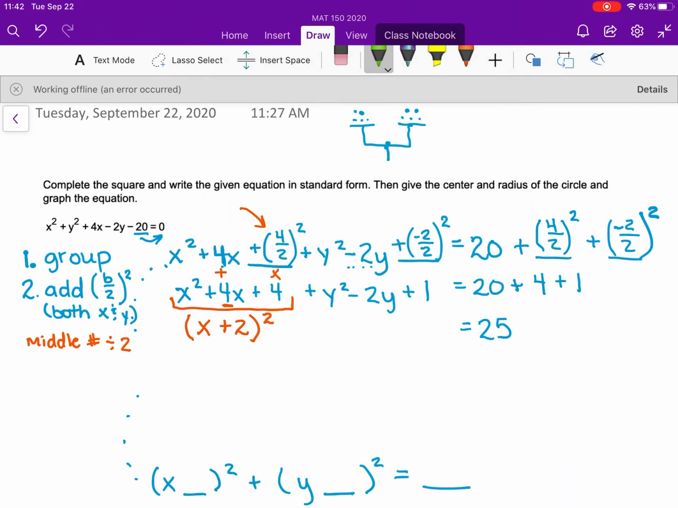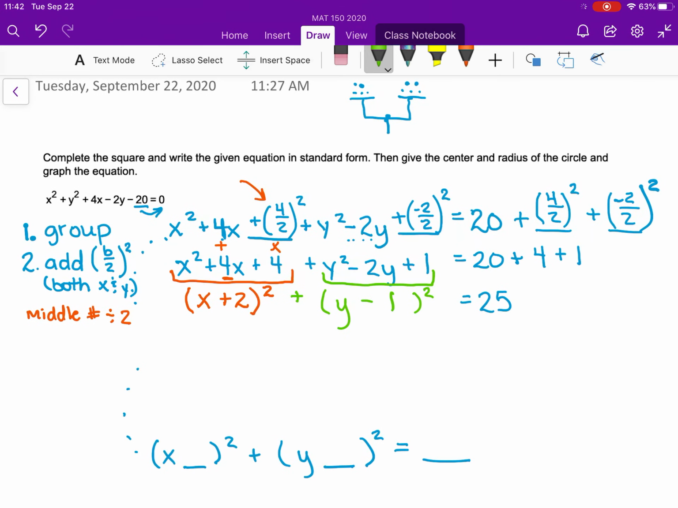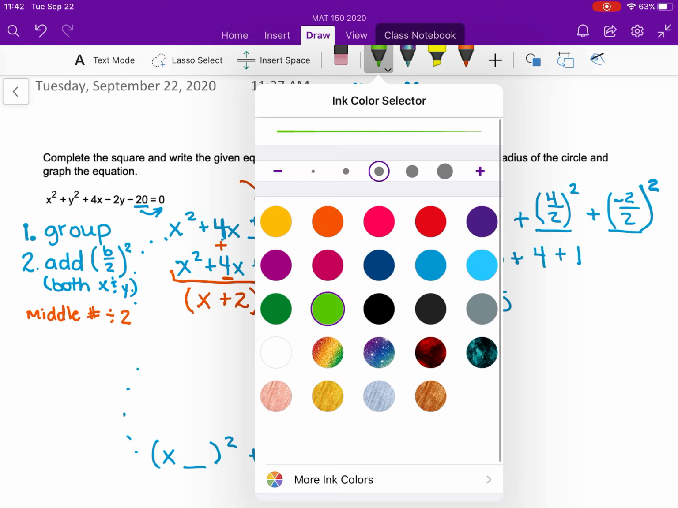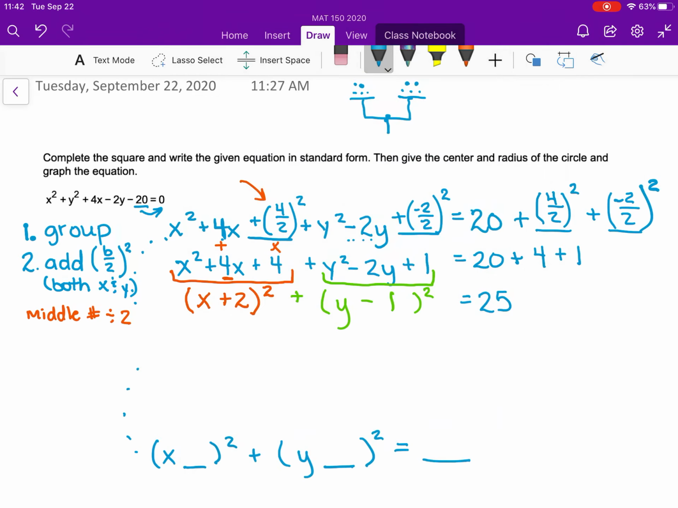Now this is kind of looking like I want it. What about this part here? Same idea. What multiplies together to get positive 1 and adds to get negative 2? Well, if you take that middle number and divide it by 2, you get negative 1. And that happens to be what it is because y minus 1 times y minus 1 is y squared minus 2y plus 1. So now I have my final answer.